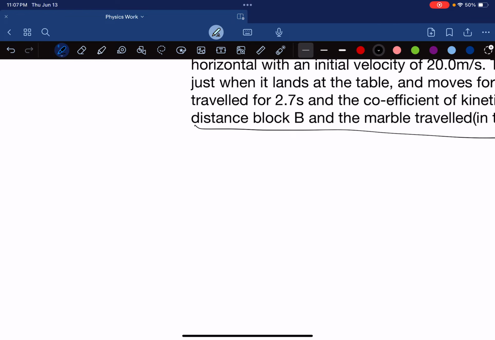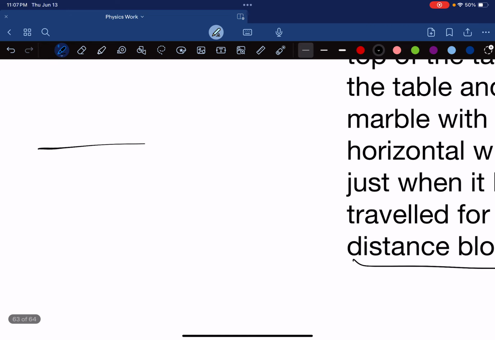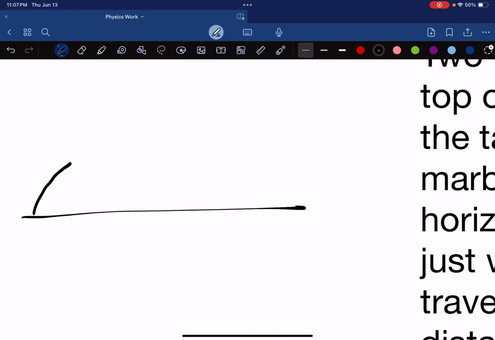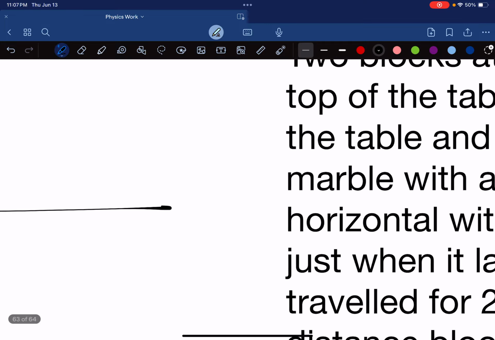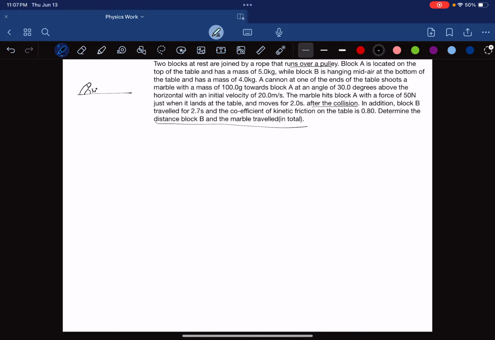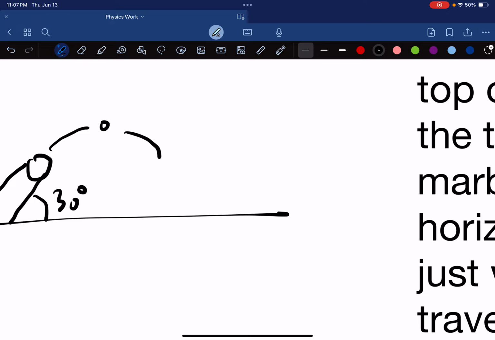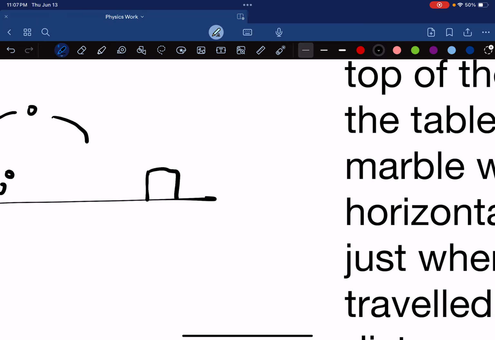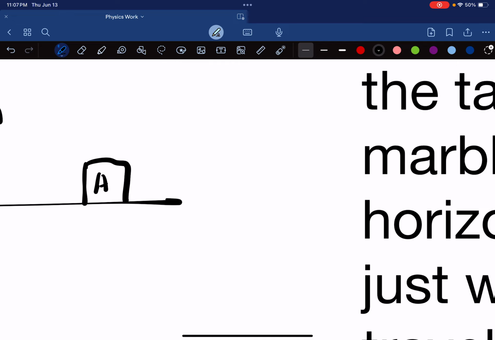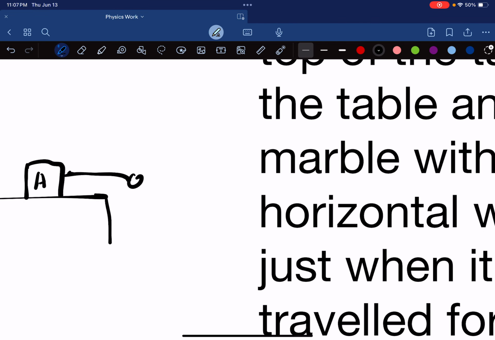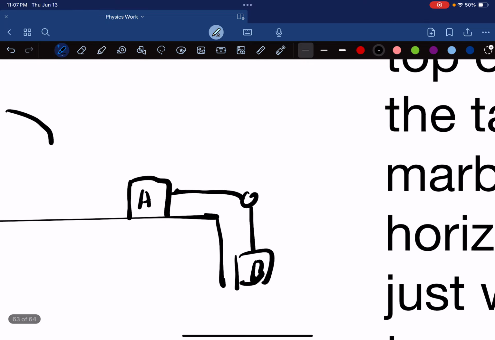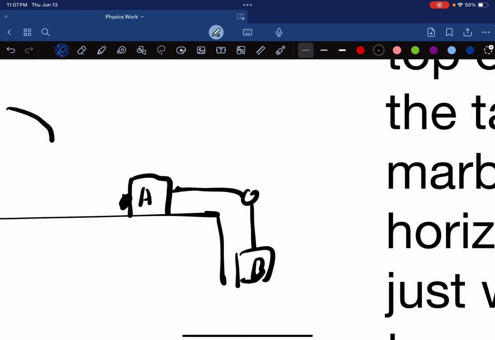Okay, so let me just draw the diagram so we can better understand the question. So you got the cannon, 30 degrees above the horizontal, and then it shoots our marble. And then it hits this block, Block A. And then it goes down here, Block B. And then once it hits here, it collides.